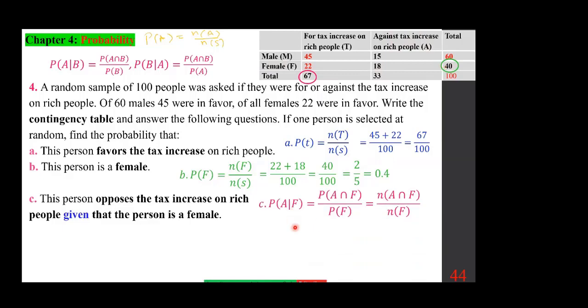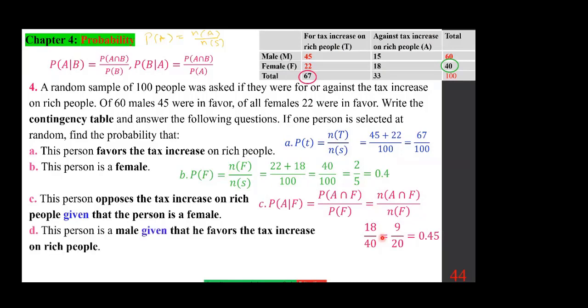Or we can stick with the formula. Probability of A given F is probability of A intersection F over P of F, or N of A intersection F over N of F, which gives you obviously the same result. But understanding the concept of the given, you can go directly to the table and pick up the answer. As always, reduction.